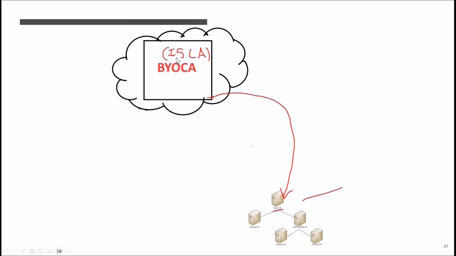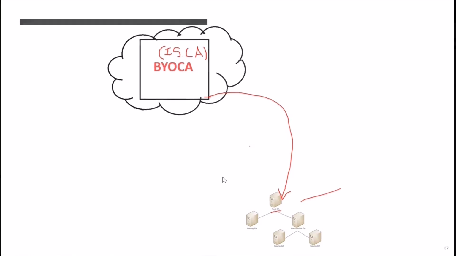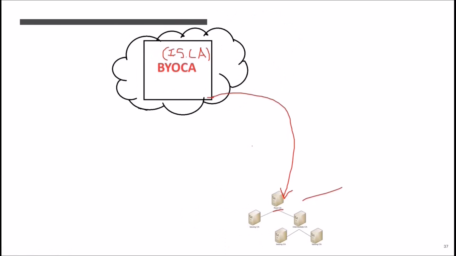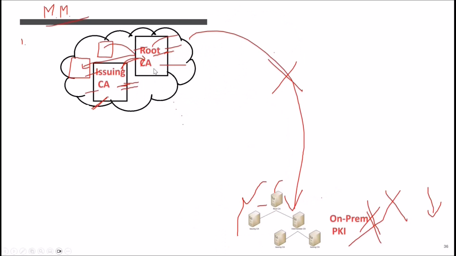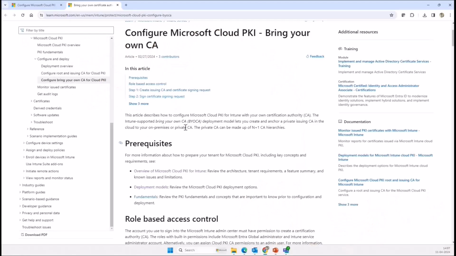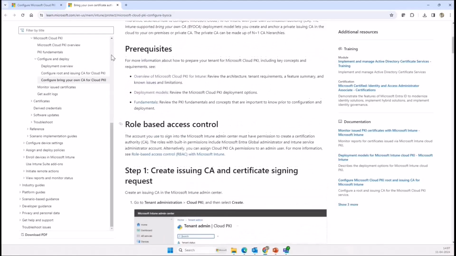So going back, the issuing CA will be linked to the root on-prem, whereas in the previous case, the issuing CA was linked to the root on cloud. So coming back over here, all these things are pretty much the same. I'm just going to scroll down.